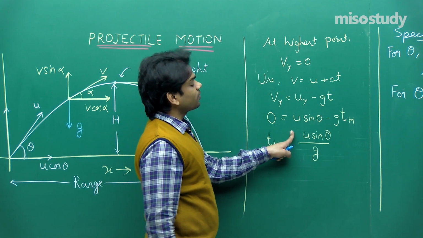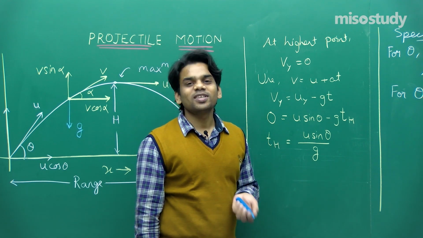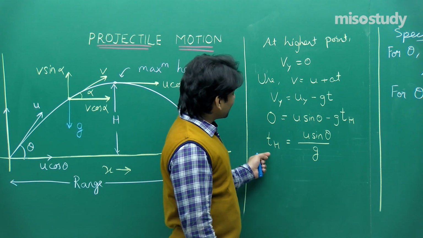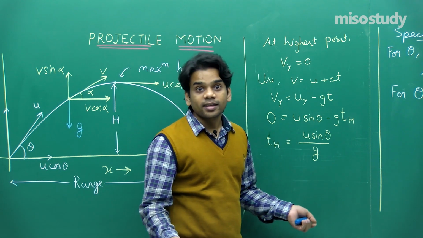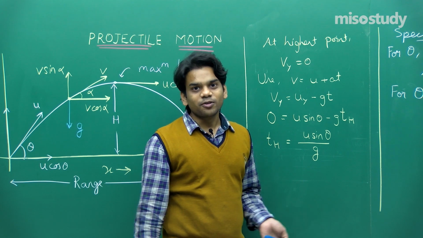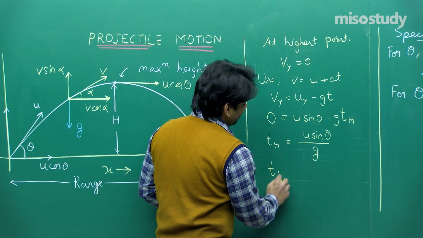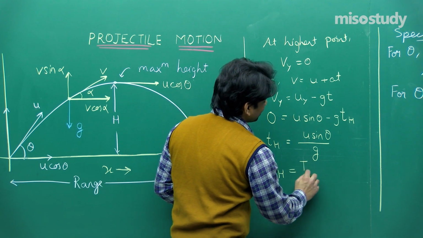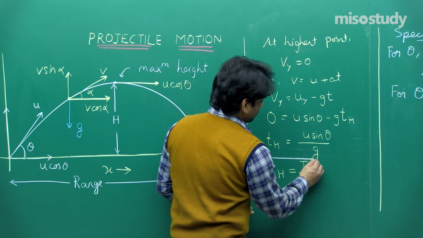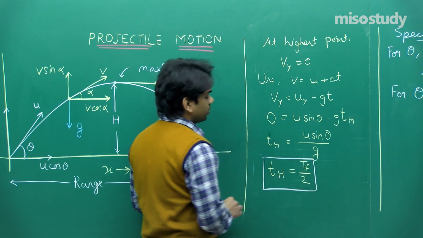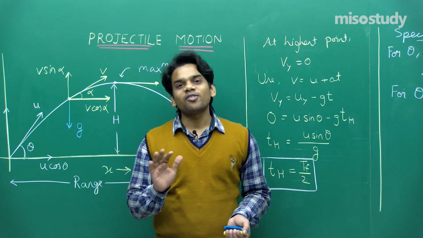We have already seen that the total time of flight was given as 2U sin theta by g, and the time for maximum height is given as U sin theta by g. Hope you are getting it simultaneously and not getting confused while writing in your notebook. So the time of maximum height can also be written as time of flight divided by 2. This is the value of time to reach maximum height. If you forget, just remember that it is half of the time of flight.